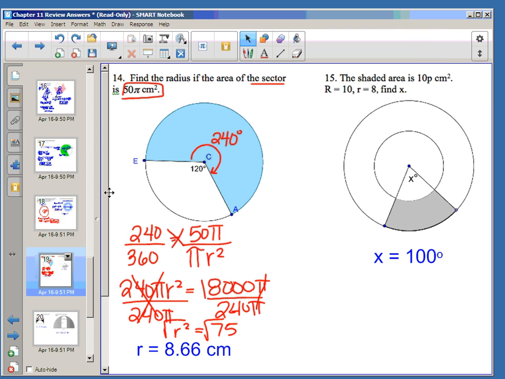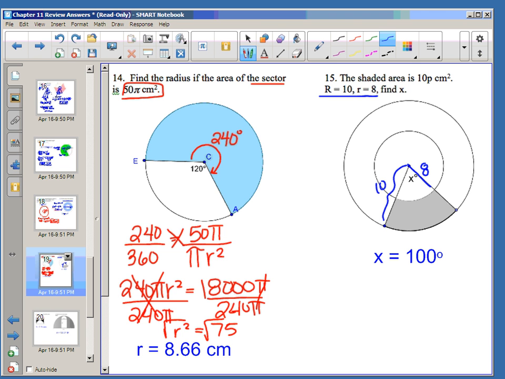Number 15 is one of the trickiest problems on here. It was actually from one of your old worksheets, except they forgot to put this information in, so you couldn't do it. So the radius of the small one, it says, is r. Little r is 8. Radius of the big one is 10.